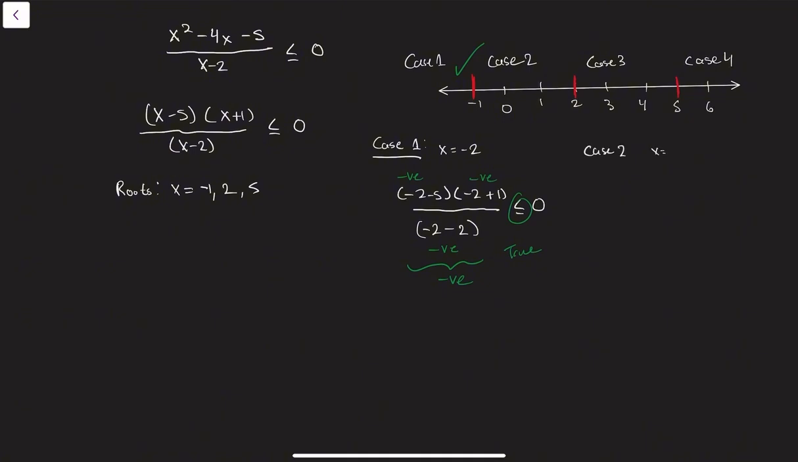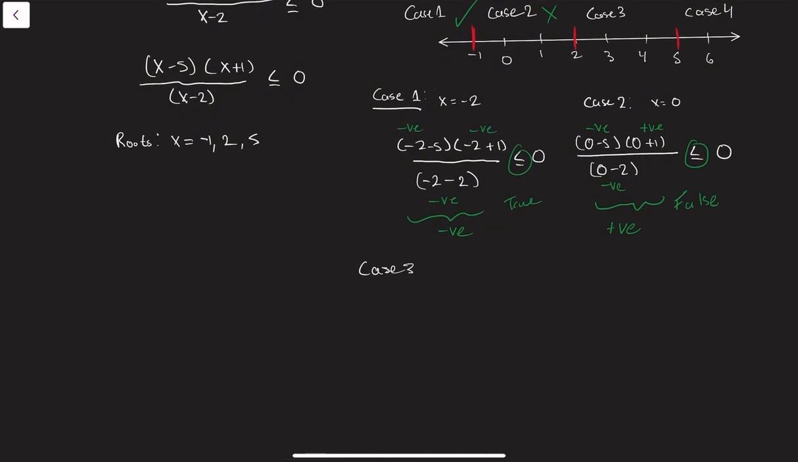Case 2, x is equal to 0. We get 0 minus 5, 0 plus 1, all over 0 minus 2, less than or equal to 0. This is a negative. This is a positive. This is a negative. A negative multiplied by a positive gives you a negative. Divided by a negative is a positive. So everything here is positive. Positive cannot be less than or equal to 0, so we say that this is false. Case 2 does not work.